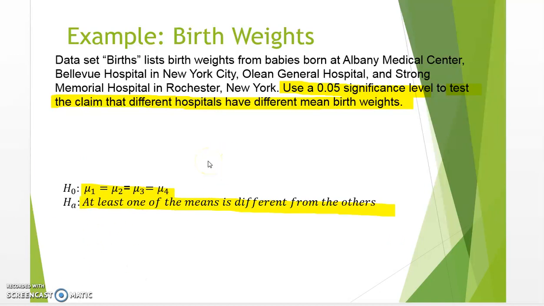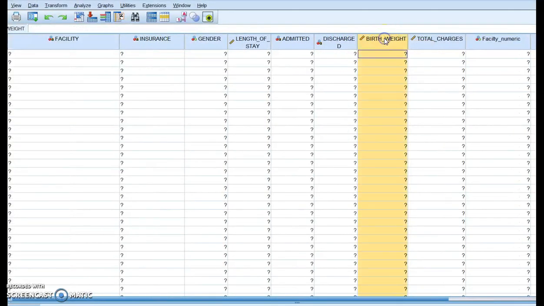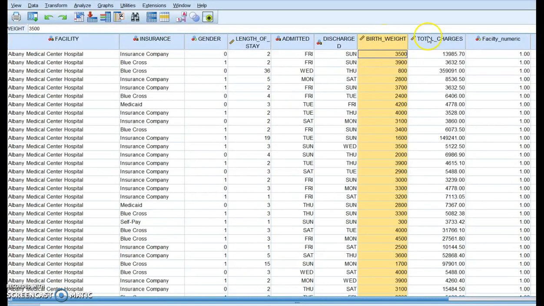Okay, let's see how we carry this out in SPSS. Here is the actual data set of the births, and we can see that there are several columns. The first column is the facility, but these are actually strings. The second column is insurance, which is not what we're interested in. We're interested in the birth weights, so it's this column, birth weights. There's one more column, also called facility, but in numerical form. This is actually the column you can operate on.